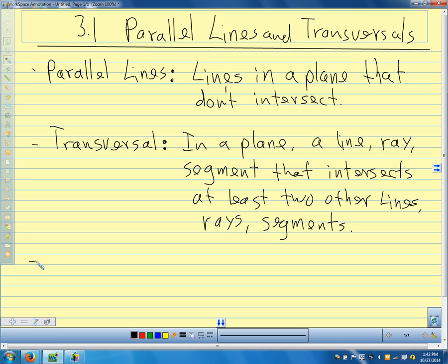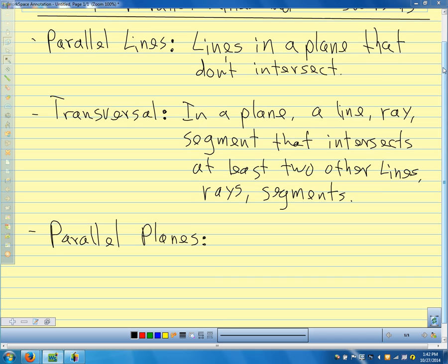The other thing that we'll need for our homework is the idea. So we have parallel lines, we have transversal, parallel planes. So when do we think planes are going to be parallel? Look at how we define parallel lines and how we're going to extend that to planes. Parallel planes are planes in space that don't intersect.